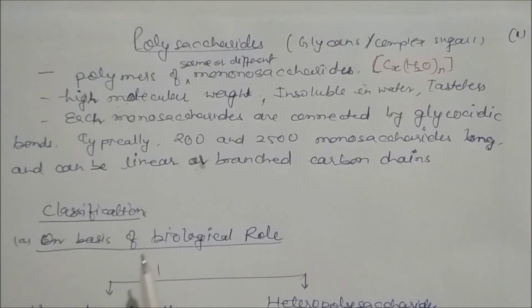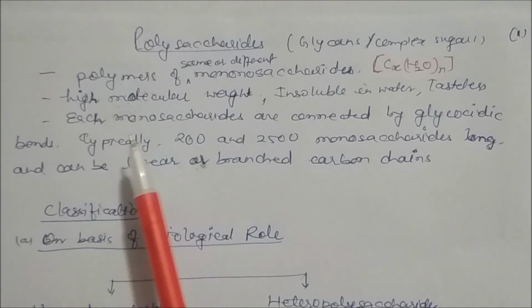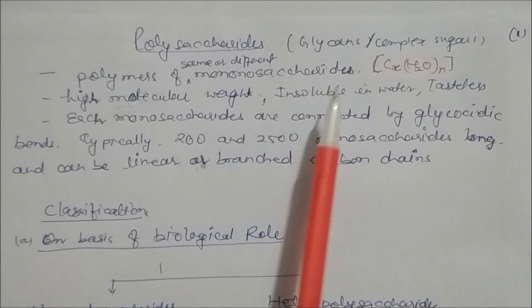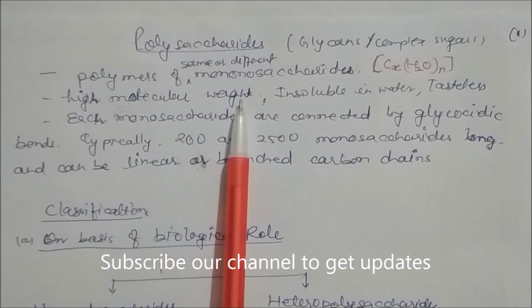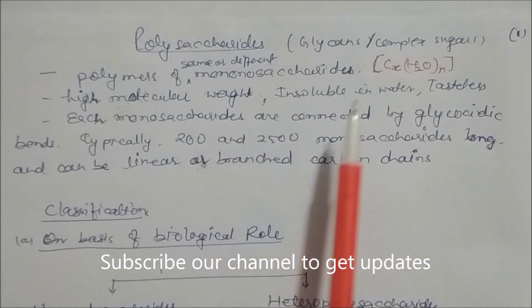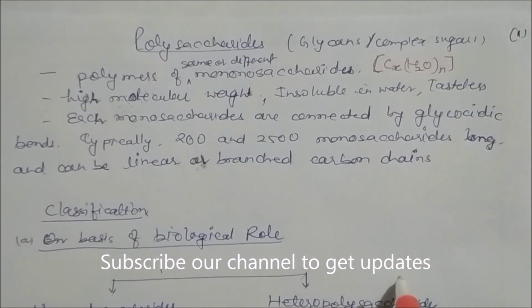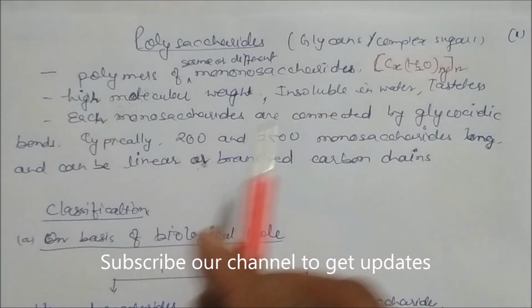Hello my friends, in this session we will learn about the polysaccharides. Polysaccharides are complex sugars, also called glycans, and they are polymers of the same or different types of monosaccharides, and the formula, as you know, is (C6H10O5)n, where n is the number of molecules.